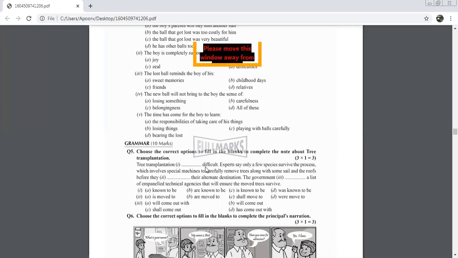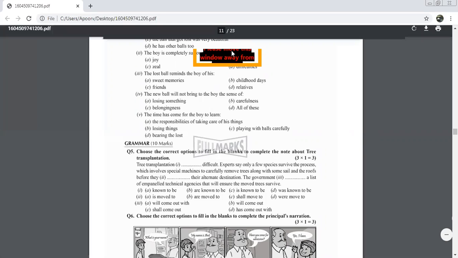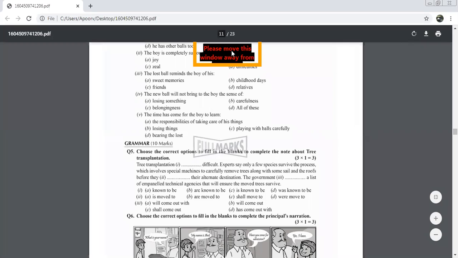Tree transplantation dash difficult. Option C. Is known to be difficult. Experts say only a few species survive in the process, which involves special machines to carefully remove trees, along with some soil and the roots. Before they dash, their alternate destination. They are moved to. Option B. Are moved to. Correct.